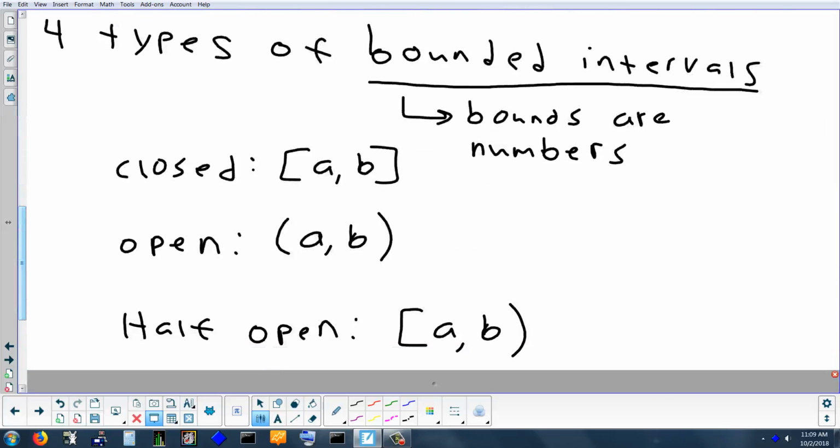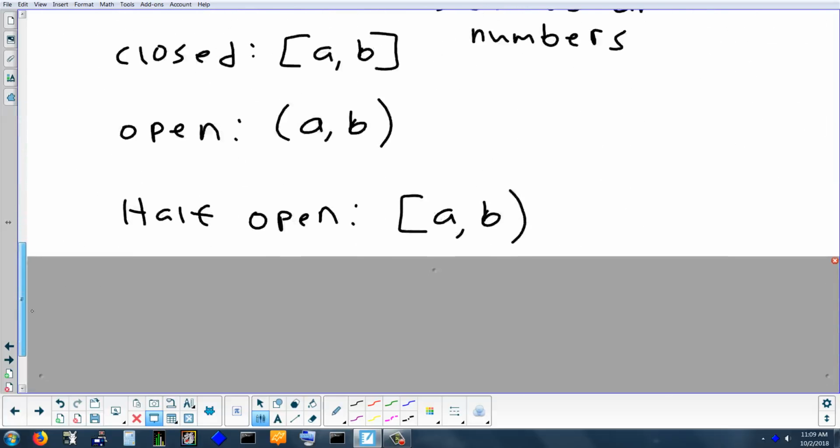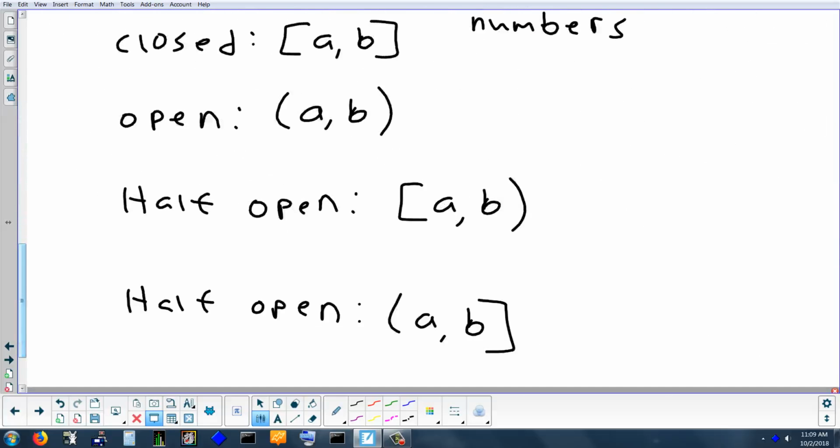Then you could also have half open. This one's half open on the right. And you could also have half open on the left. Technically, you could also say half closed, but I'm trying to be optimistic, so I'll use open rather than closed. So half open. And again, A and B are numbers. So A and B would not be infinity here.